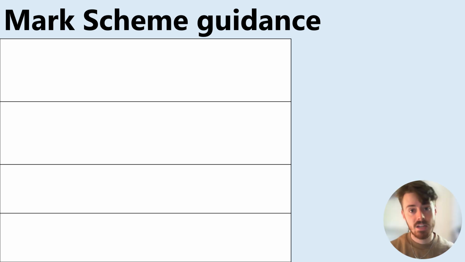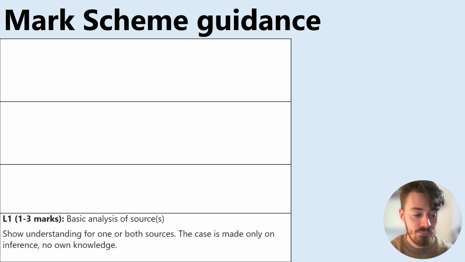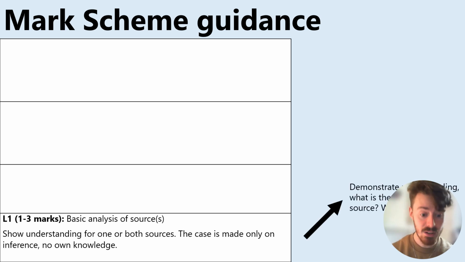Here is the mark scheme. Now, often I don't ask students to look at the mark scheme in too much detail. What I'm going to do is simplify it down so you understand what's necessary to achieve these levels. Level 1 is the first step of the mark scheme. It says basic analysis. You need to show understanding for one or both sources. So when you write an answer, you're trying to demonstrate that you understand those sources.